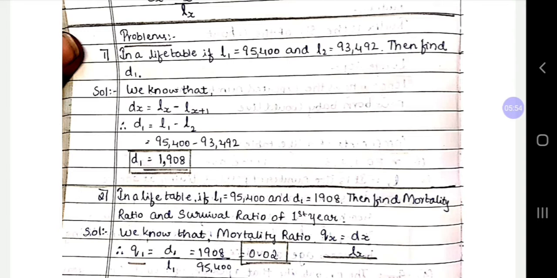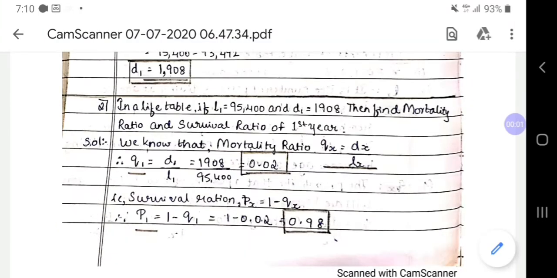Okay, we know the formula here. Dx is equal to Lx minus Lx plus 1. So let Lx be L1, that is 95,400, and Lx plus 1 is equal to L2, that is 93,492. If you subtract both, that is 95,400 minus 93,492, you will get D1, that is 1908.